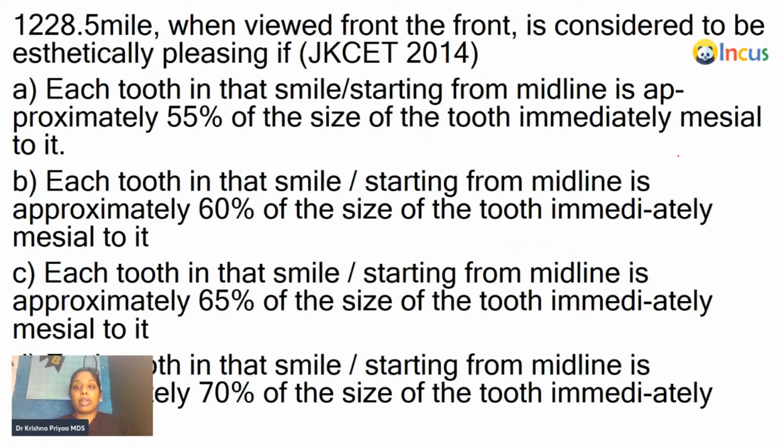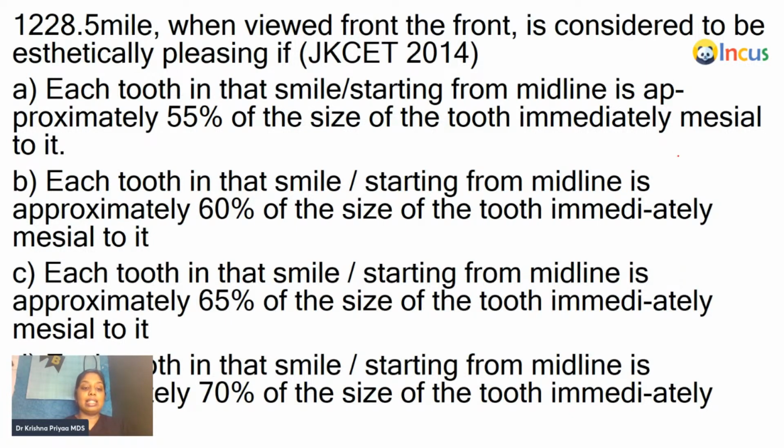Smile when viewed from front is considered to be aesthetically pleasing. F. So here they've just given it in percentages, I guess. So each tooth in that smile starting from midline is approximately 55% of the tooth immediately mesial to it. So I think only the percentage changes here.